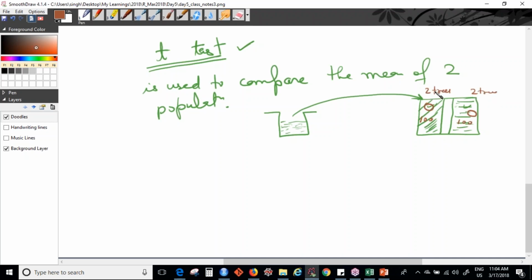Let's say from these two trees you counted the number of apples, or rather the weight of the apples. You got 100 kg of apples from these two trees, and here you got 95 kg of apples from these two trees. Now does it mean that your fertilizer worked? What do you say, guys? You got 100 kg from the two trees where you applied fertilizer, and 95 kg from the two trees from a farm where you did not apply fertilizer. So does it mean that your fertilizer worked?